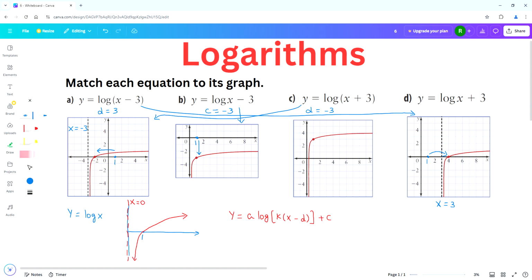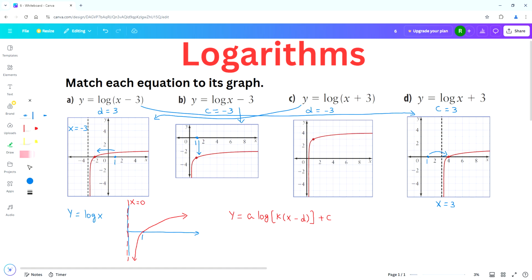Now we can analyze the last equation, y equals log x plus 3. In this equation, 3 is not in the parentheses with x, so 3 represents the c value. C is equal to 3. C results in vertical translation, and since c is a positive value, there is a vertical translation 3 units in the upward direction. Therefore, the x-intercept of the parent function should move 3 units up, but the vertical asymptote should not move because there is no horizontal translation.